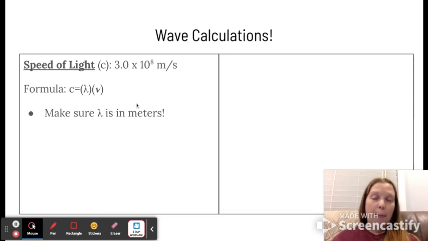It'll be given in nanometers. You will have to change it to meters because you want the meters to cancel with your meters in the speed of light.